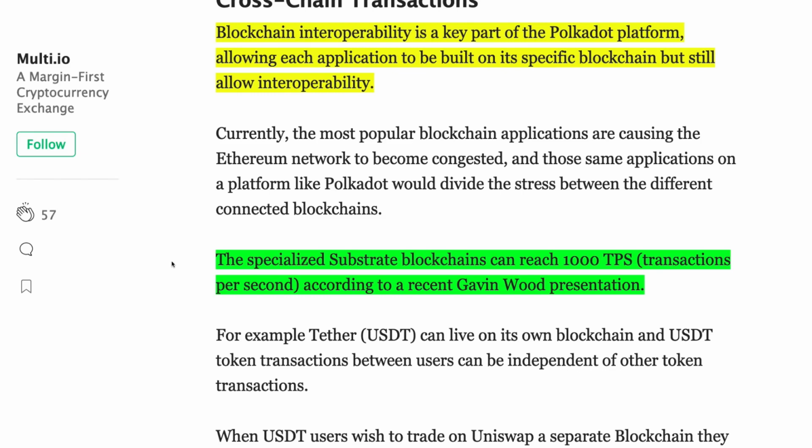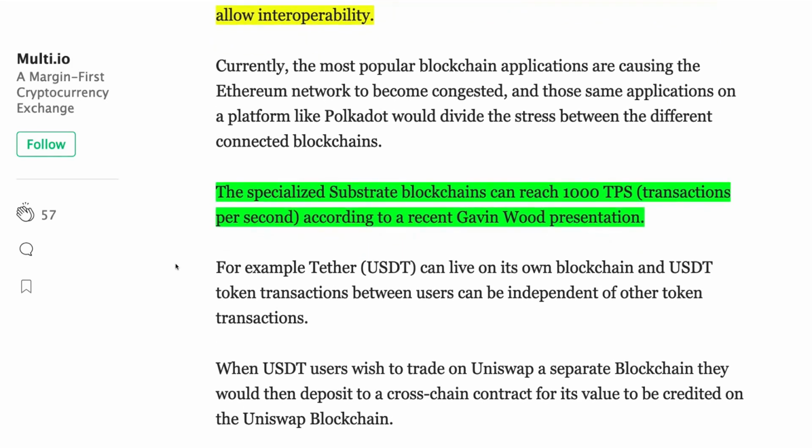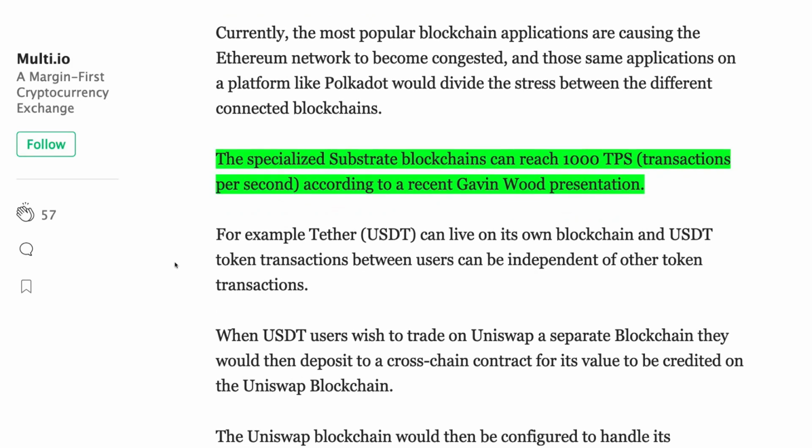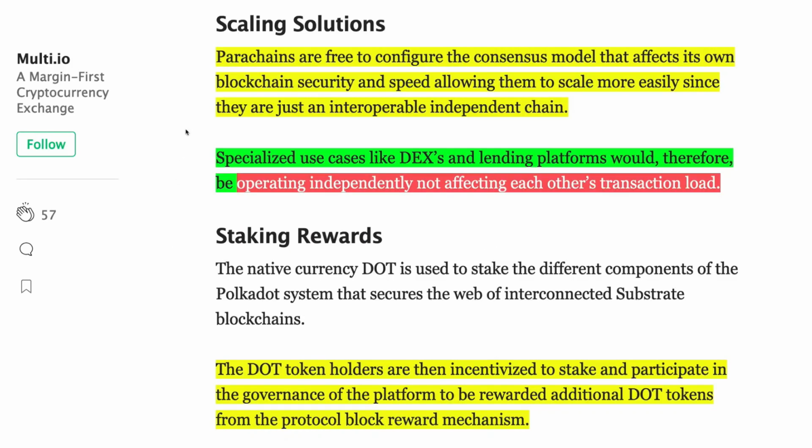But that being said, guys, even 1,000 TPS will only be sufficient for the next few years, I personally imagine. I mean, at some point, we want to have even more TPS. But in any case, this is, of course, a huge leg up for Ethereum once these parachains start launching. So in terms of scaling solutions, parachains are free to configure the consensus model that affects its own blockchain security and speed, allowing them to scale more easily since they are just an interoperable independent chain.